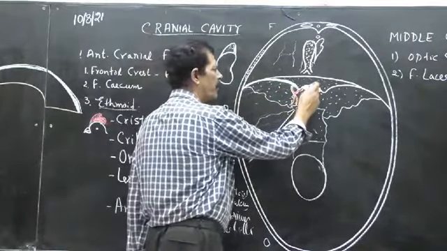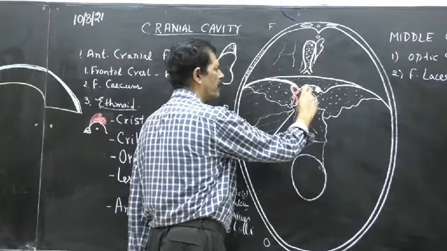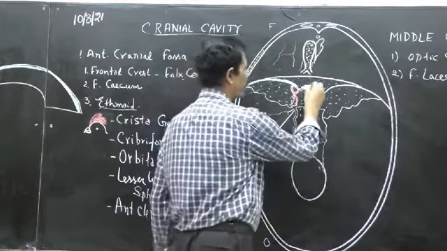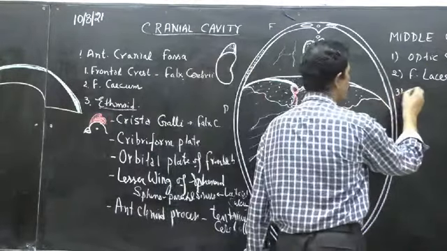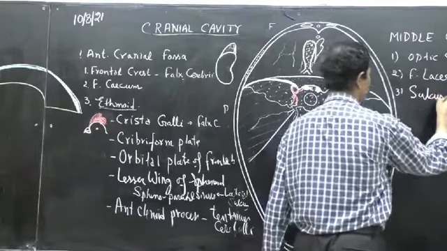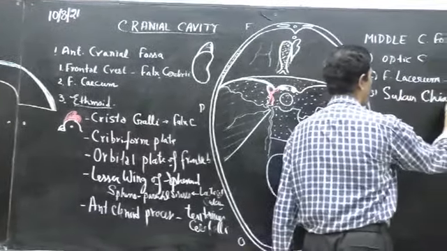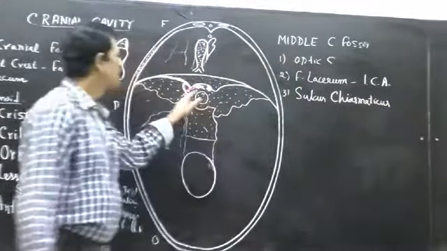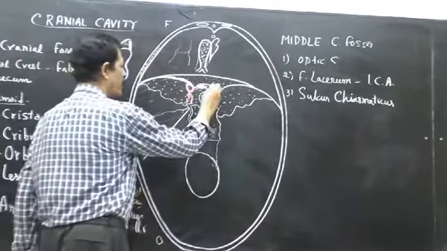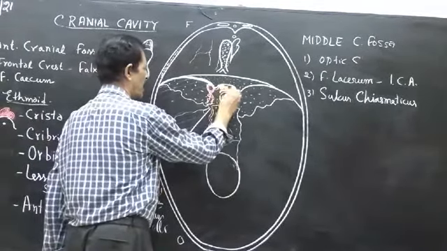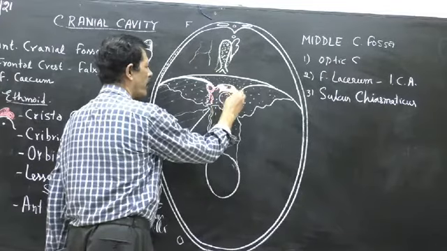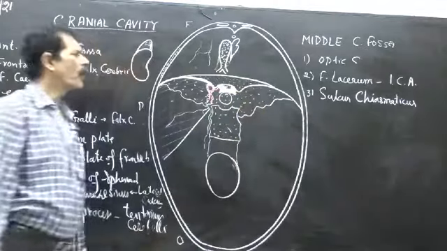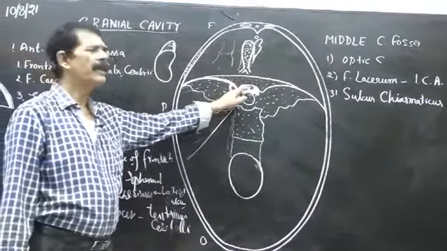In between the two, the anterior part of this body of the sphenoid produces an irregular margin here. This is called the sulcus chiasmaticus, because the two optic nerves unite here to form the optic chiasma. But the sulcus chiasmaticus doesn't lodge the optic chiasma. The optic chiasma lies a little below.